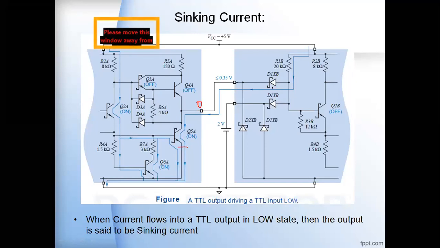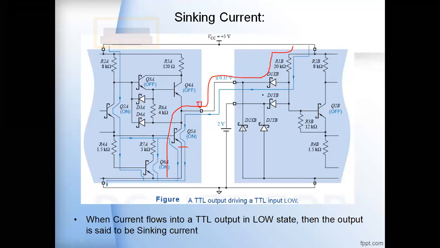So when the D1XB is forward biased, the current flows from the VCC through R1B to D1XB, and through the output of the gate to the ground here. Which means that the current is flowing into the output of the TTL gate 1, and this is TTL gate 2. So in this case, if you see here, the current is flowing into the transistor.